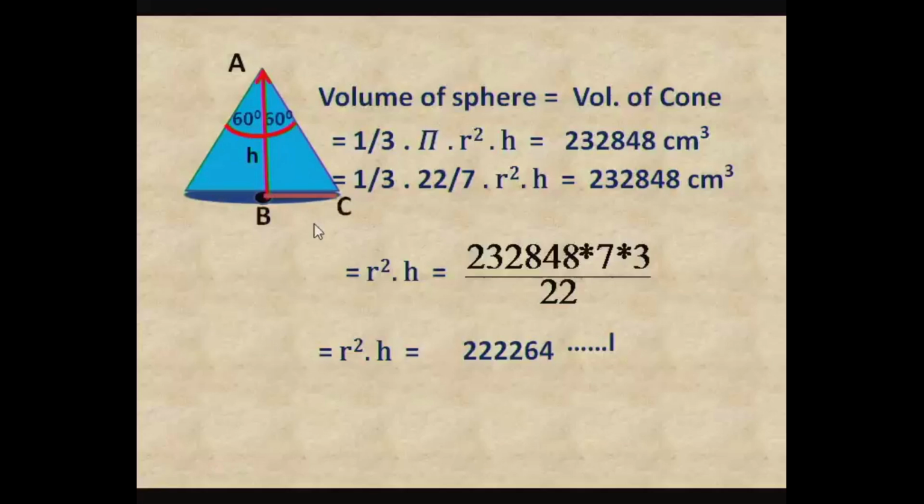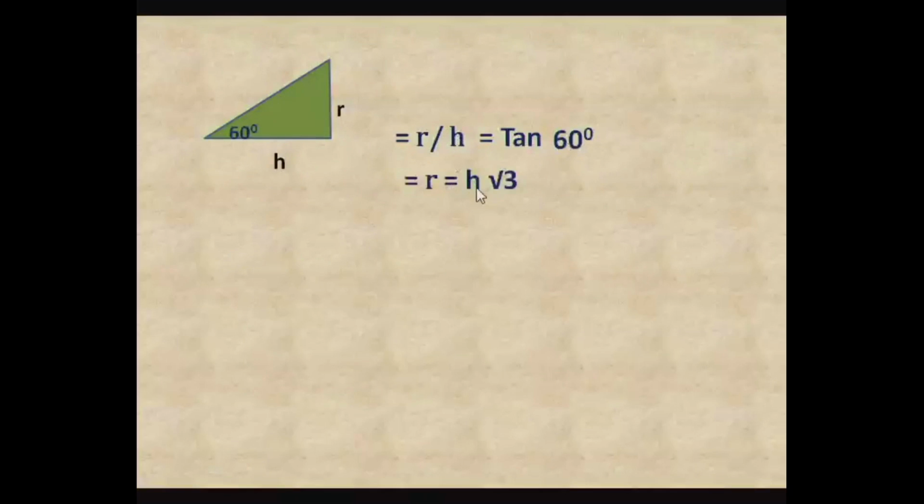See here, this is the triangle and we have drawn this side, and I am taking this triangle and applying applications of trigonometry. Here this is radius, this is h, and this is 60 degrees. R by h is equal to tan 60, we know root 3, and I am transposing this h that side, R is equal to h root 3.